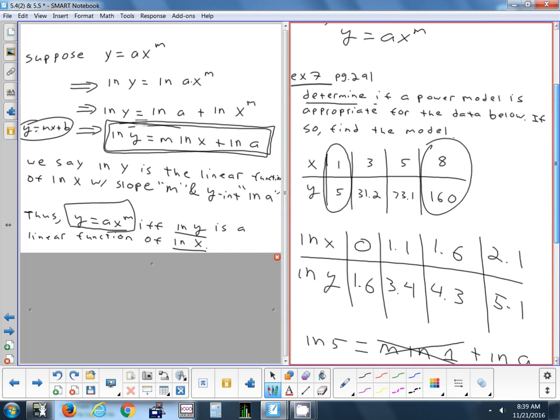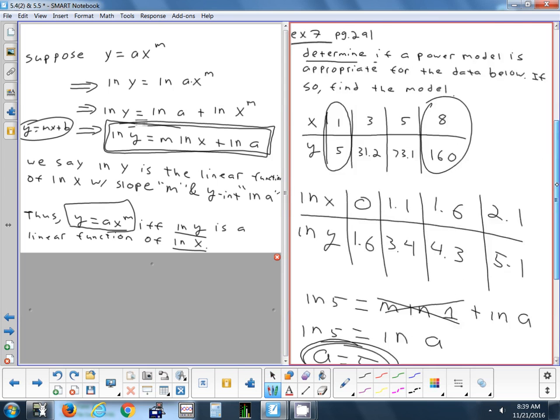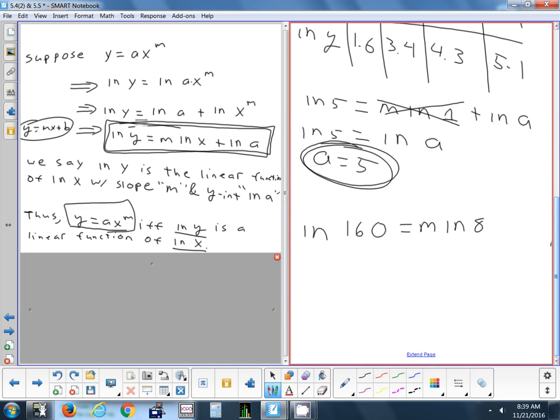So ln y equals m times the ln. What was the x value that went with 160? 8. Thank you. Plus, oh, I don't have to go back up. Plus ln of a, which is ln of 5.